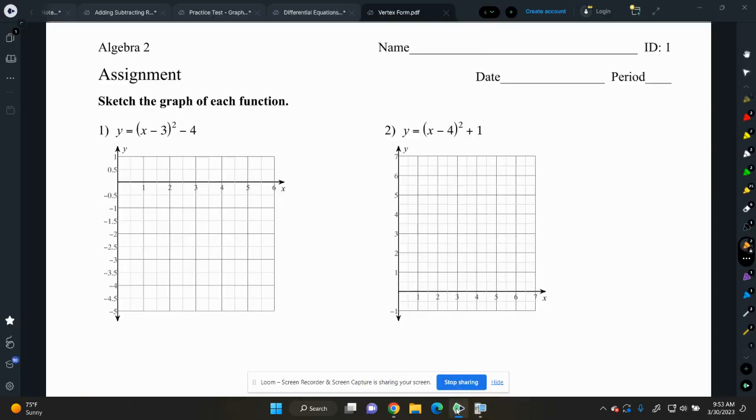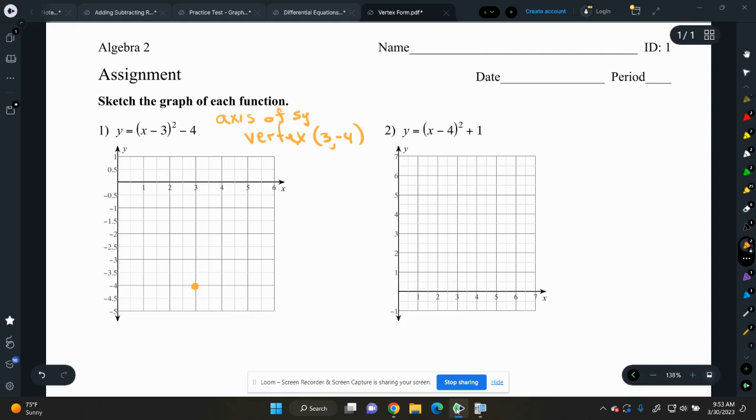Okay, let's do the first one together. What is the vertex? 3, -4. So I'm going to put a point on 3, -4. Okay. What's the axis of symmetry? X equals 3, right? So we're just going to put a little dotted line there.